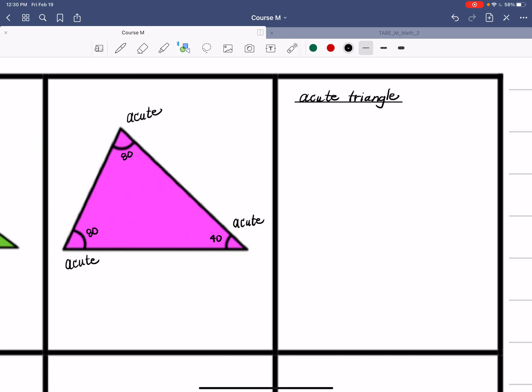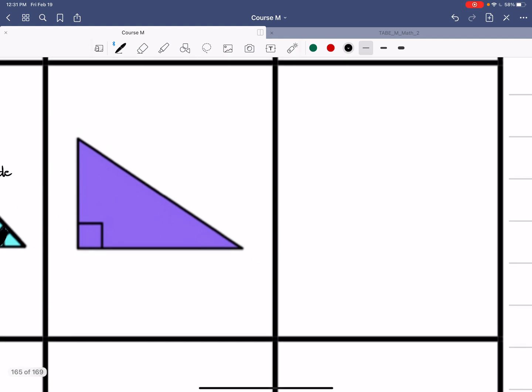It's also isosceles because it has two equal angles. But we're only looking at the type of angles in this one. So acute triangle, all angles are less than 90. But they all have to total how much? 180 degrees. Okay, that's an acute triangle.